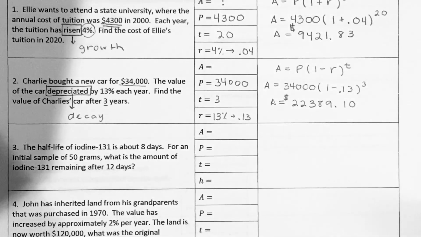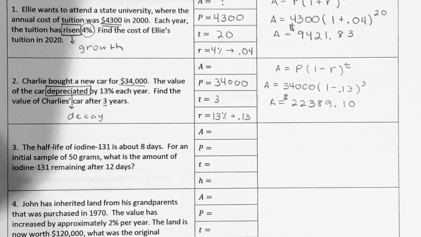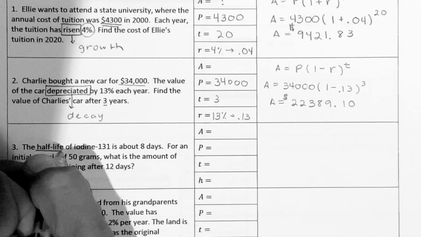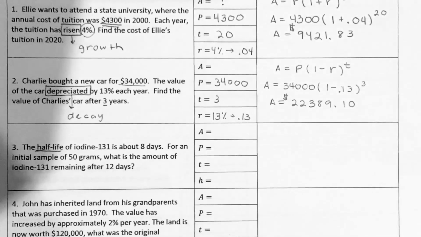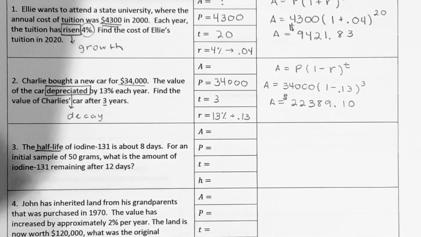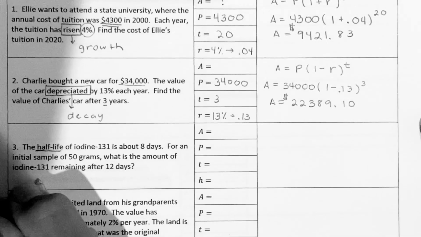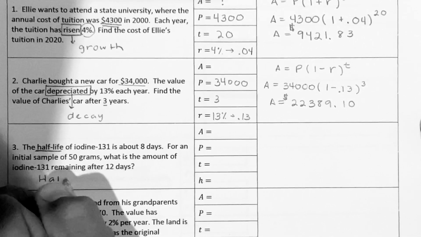All right, the half-life of iodine 131 is about 8 days. So this is a half-life problem. The only time you would ever use the half-life formula is if the problem says the half-life of this is. It has to give you some sort of half-life value. The initial sample is 50 grams. What is the amount of iodine 131 remaining after 12 days? So the half-life formula is what we'd be using.